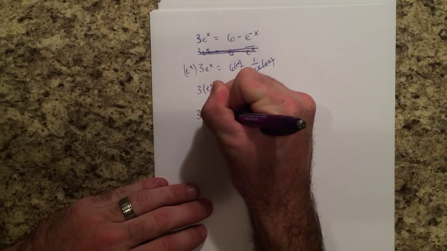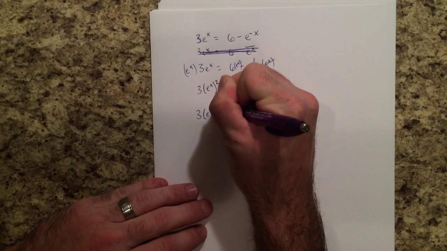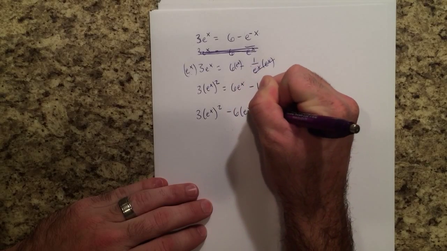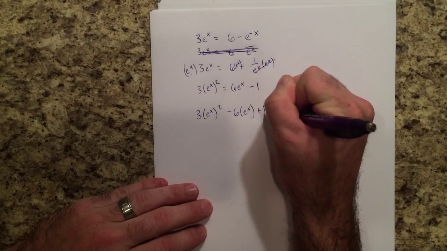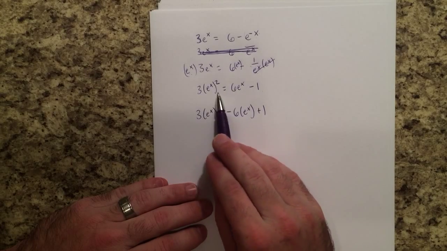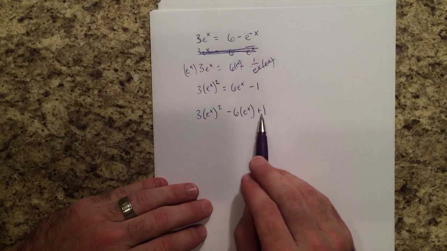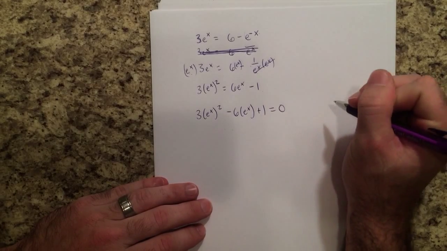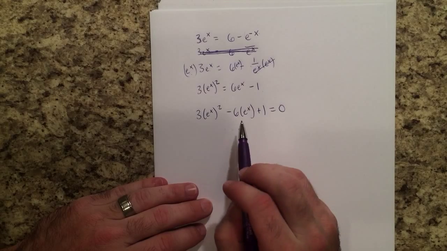So I'm going to move the 6e to the x and the negative 1 to this side. And when I do that, I have 3e to the x squared minus 6e to the x plus 1. I moved the 6e to the x and the negative 1 to this side, so it became negative 6e to the x and it became a positive 1. So that's equal to 0. This is the most confusing part about this.